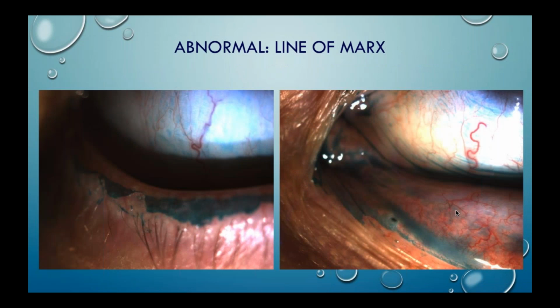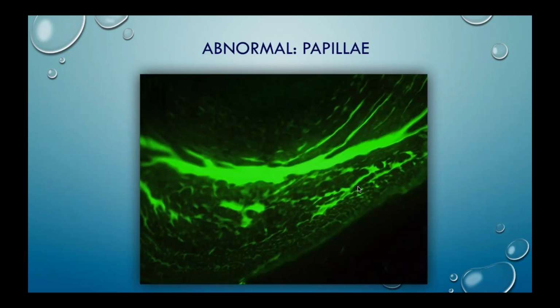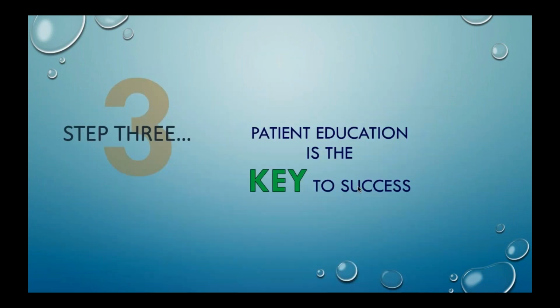With the 5-minute eval, I'm skipping over the lissamine green, and I do like what it tells me. I like seeing those staining patterns, seeing if there's SLK, seeing if there's exposure. I like evaluating the line of Marx and being able to educate them on that. I like seeing the lid wiper epitheliopathy and being able to track that progress over time. So depending on what level of eval you're doing and how in-depth you want to go, you can add these things to that mini dry eye eval.